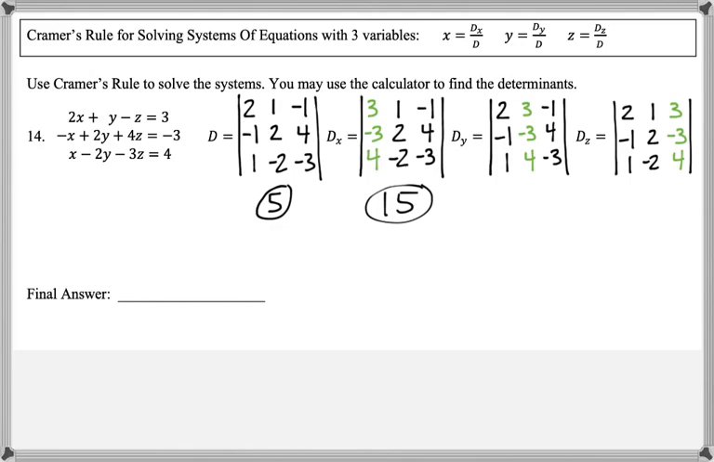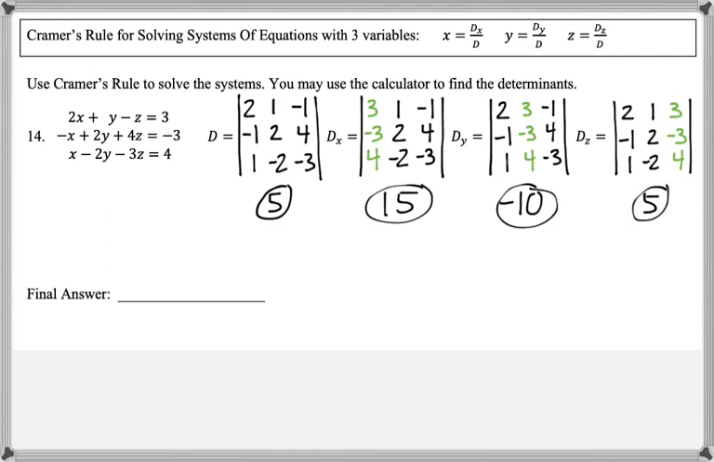To find dy, we need to go back to our original 3 by 3 D matrix, and this time replace the y column with the totals column. So if we take this determinant, we get -10. And then lastly, we need to replace the third column, or the z column, with the totals. And finding that determinant, we get 5.